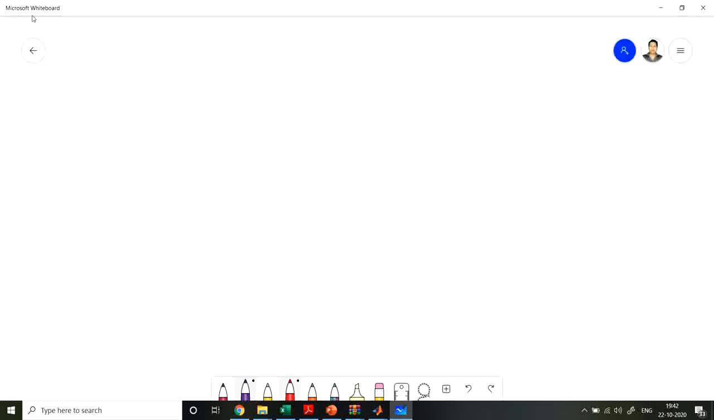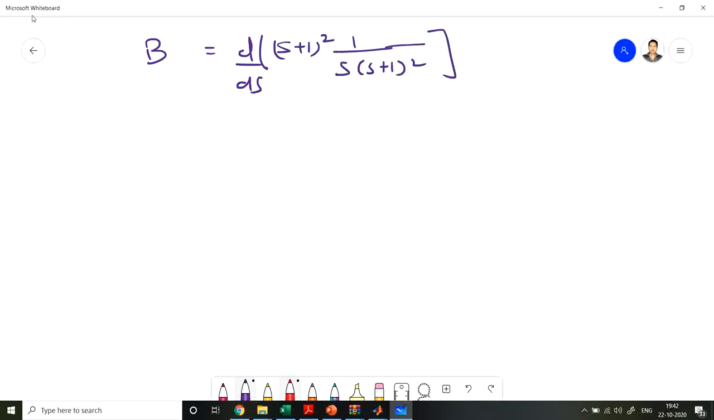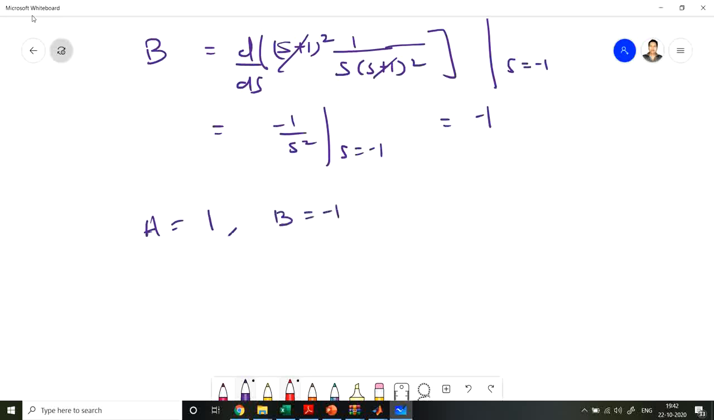So b is equal to d by ds of (s plus 1) whole square times 1 divided by (s plus 1) whole square, at s equals minus 1. If we solve this, we get minus 1 divided by s square at s equals minus 1. So again we are getting minus 1. So a is equal to 1, b is equal to minus 1, and c is equal to minus 1.